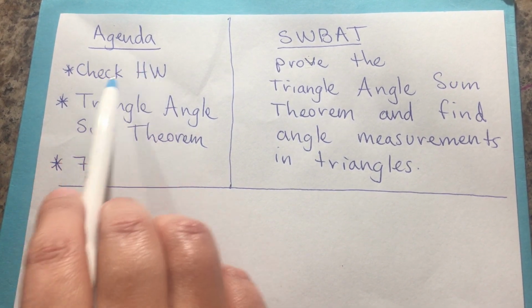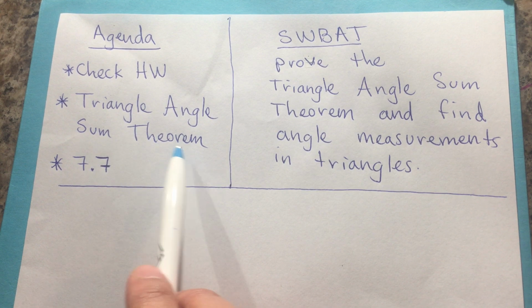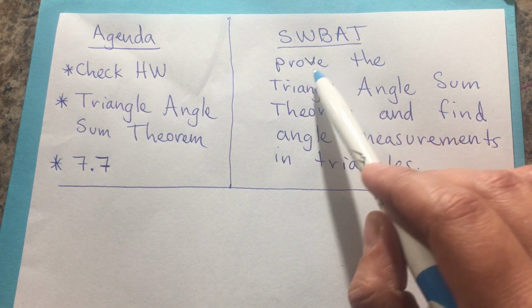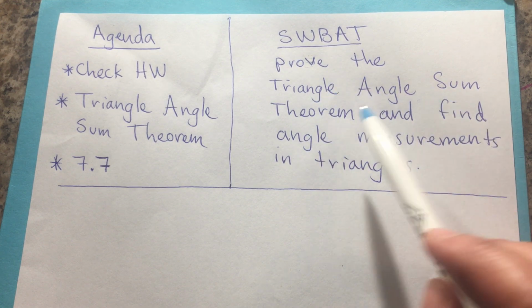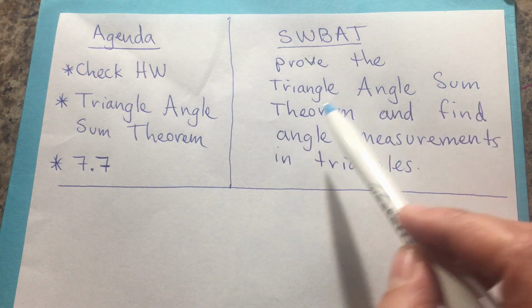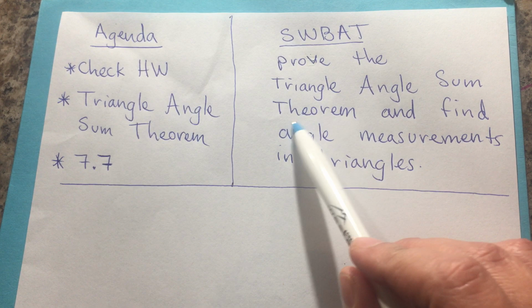Hello students, today's agenda is to check homework. We'll be working with the triangle angle sum theorem and you will be able to do 7.7. Today students will be able to prove the triangle angle sum theorem and find angle measurements in triangles using that theorem.